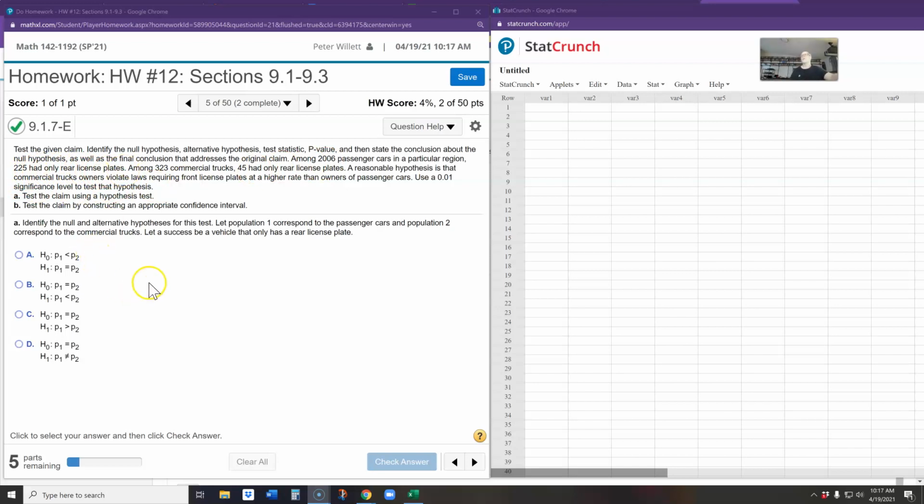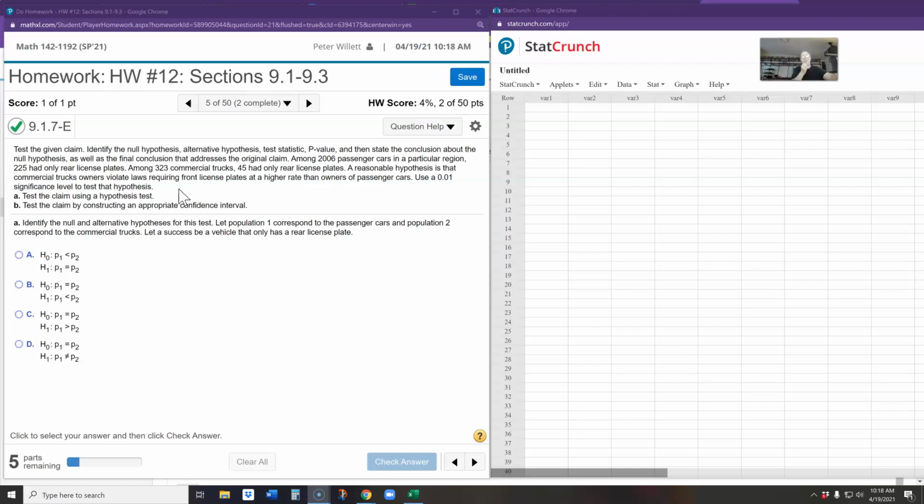All right, so the claim for the reasonable hypothesis that we're testing is that commercial trucks, that would be population 2, has a higher proportion of successes, meaning only one plate. So they've set these up with population 1 compared to population 2. So if population 2 has a higher rate of violating the law, being a success, that means that P1 is less than P2 is our claim.